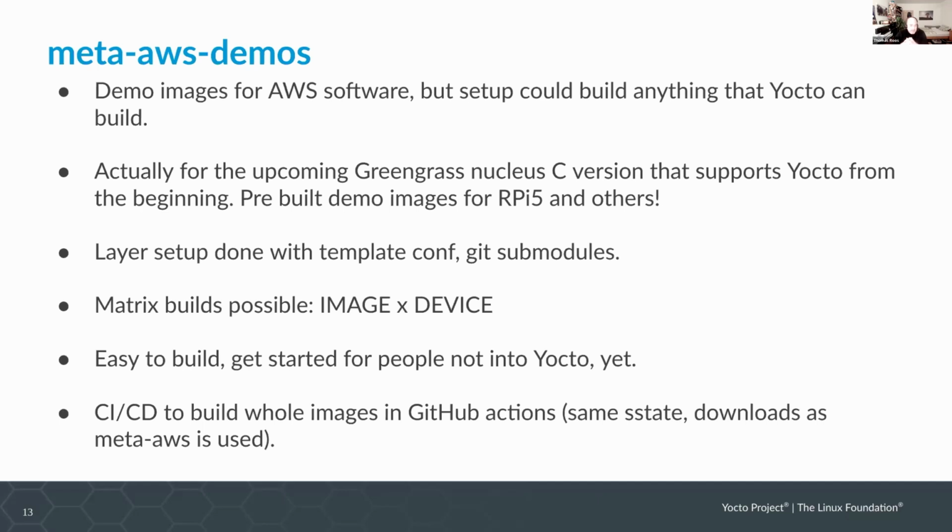Yeah, that's a CI system to build the whole images. By the way, they take maximum 5 minutes if it's just compiling a C program which is changed on that image. Each shares the same state and downloads as used in meta-aws. So maximum reuse of resources and cache here. Okay, so 10 minutes are already gone.